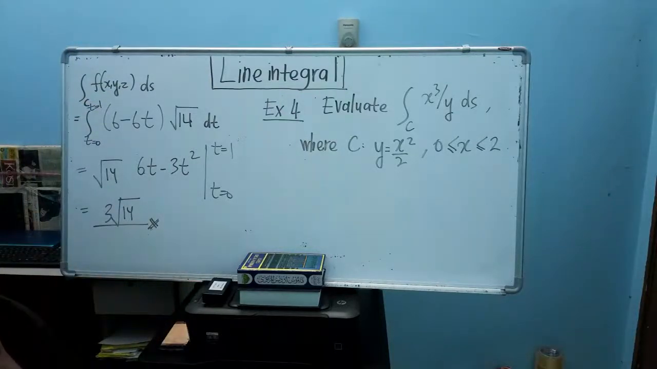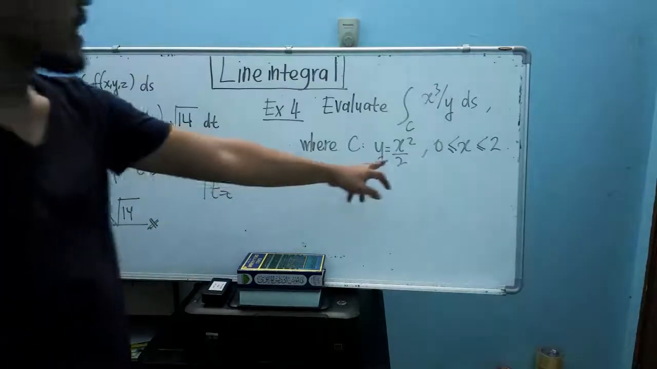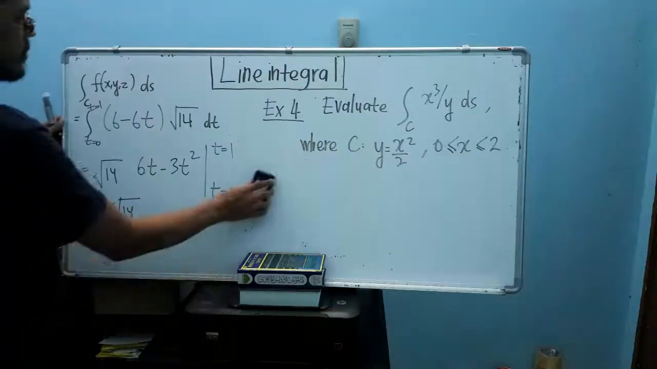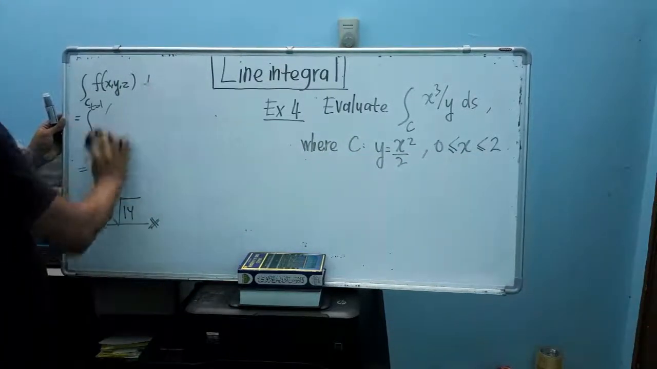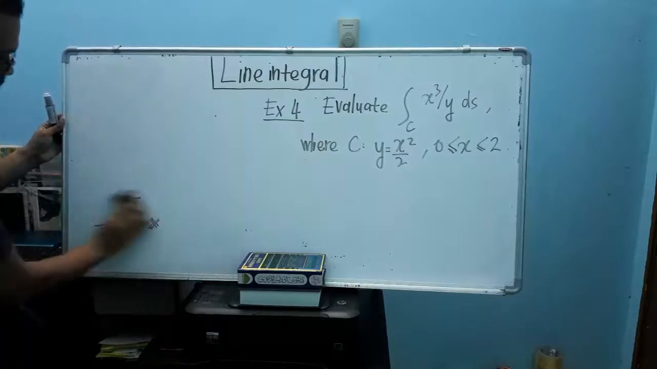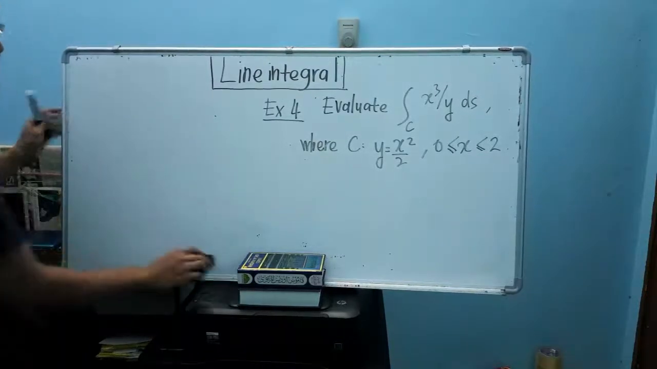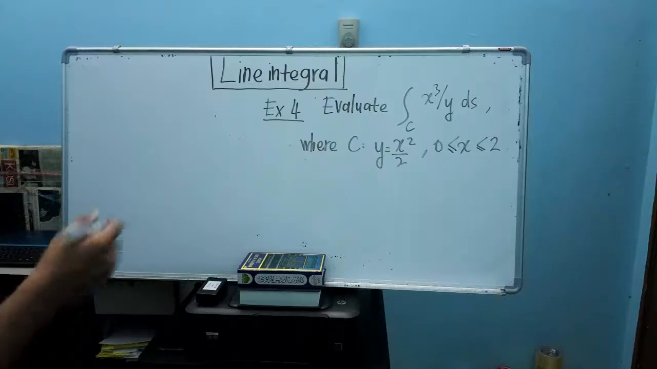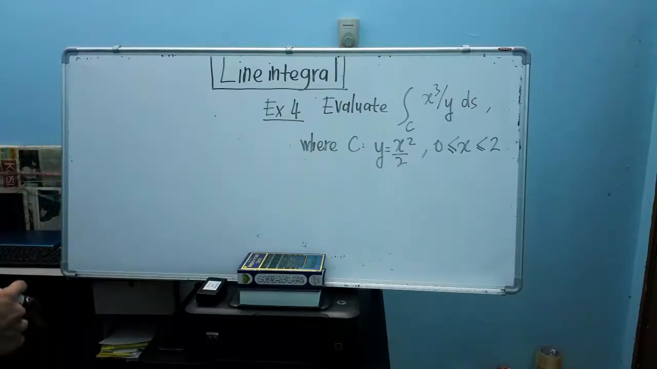Okay, let's consider the fourth example. Now we want to integrate this line integral, x cubed over y over C, where C is y equals x squared over 2 with x between 0 and 2. We consider C in the xy plane, meaning that our z here is equal to 0.